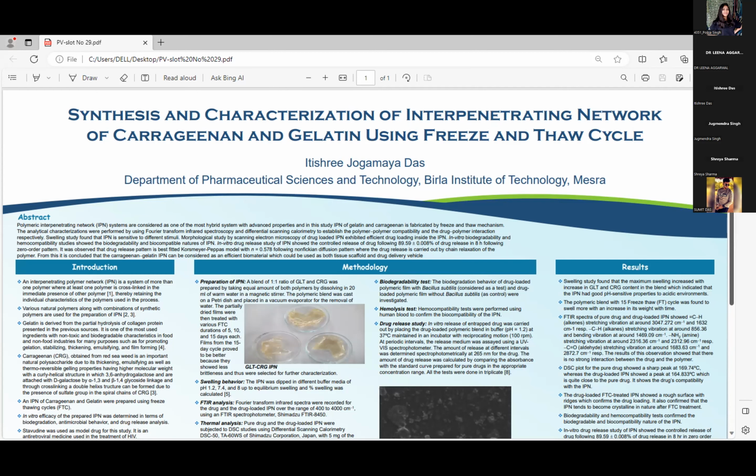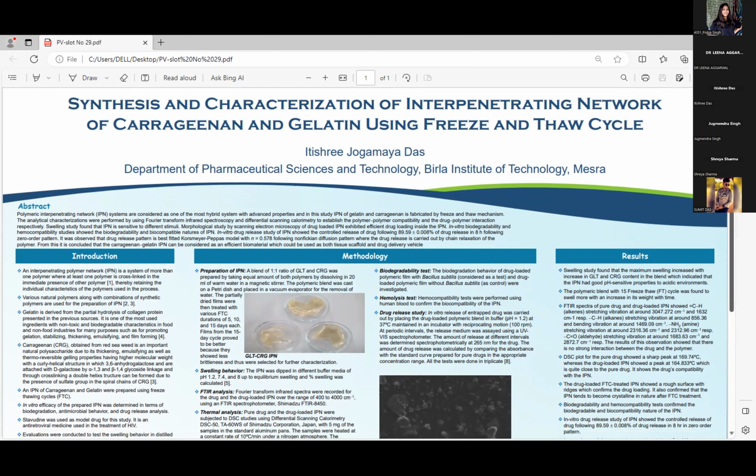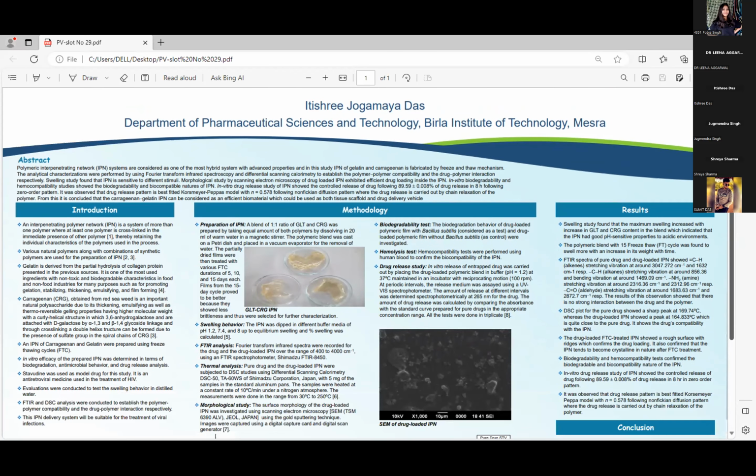So I have prepared one interpenetrating network. This interpenetrating network is one kind of novel drug delivery where one polymer is cross-linked in the presence of another, and in an IPN, the properties of both the polymers are reflected. Here I have used a green technology, the freeze and thaw cycle. I haven't used any type of chemical here, since chemicals have a toxic nature and can be harmful to the body.